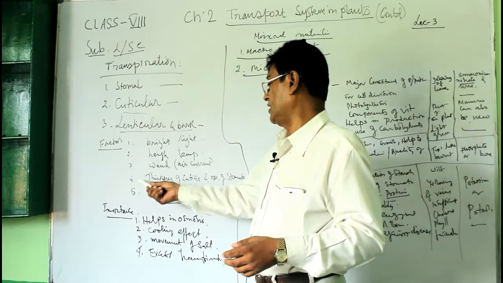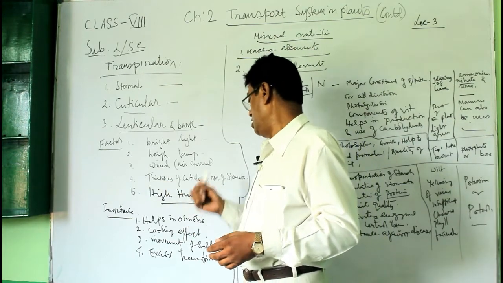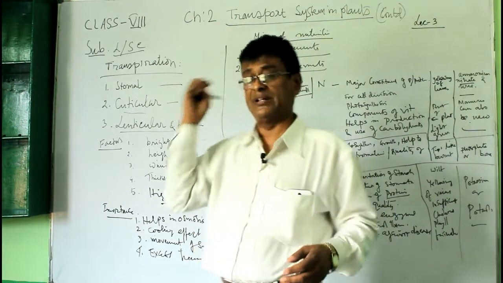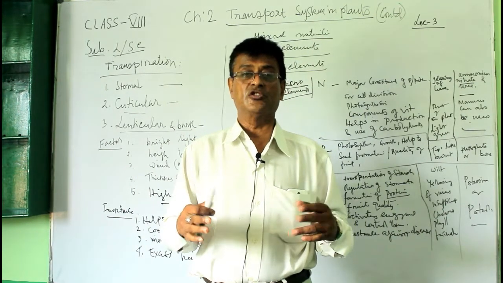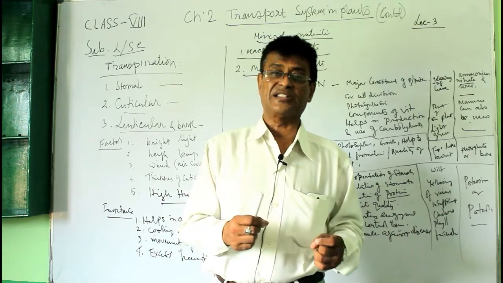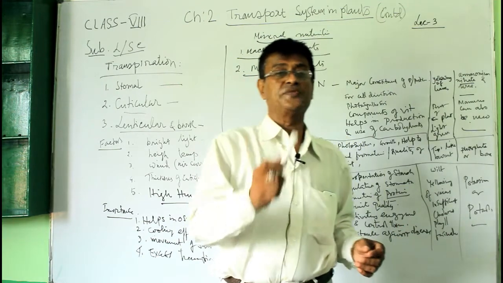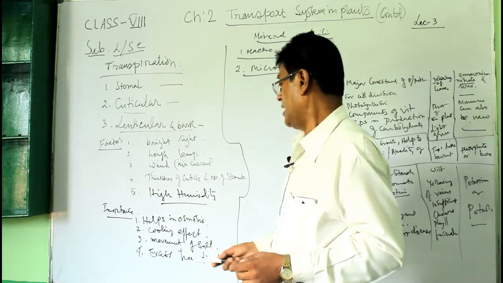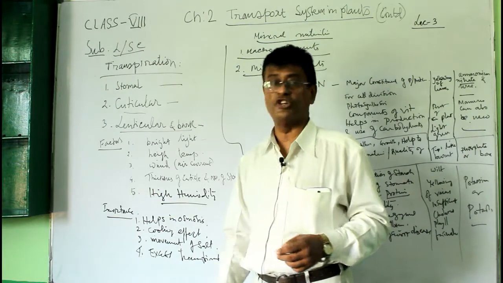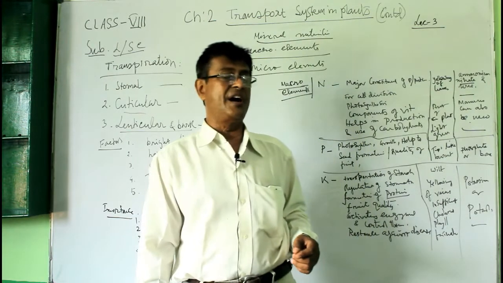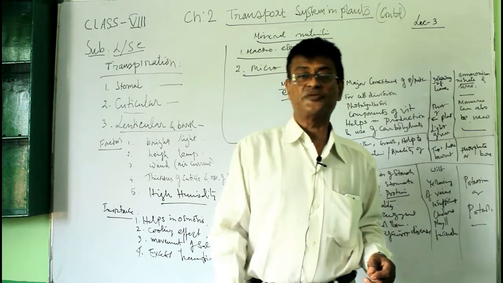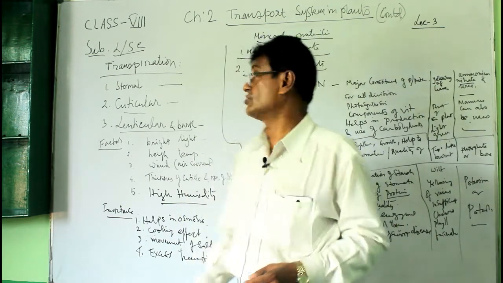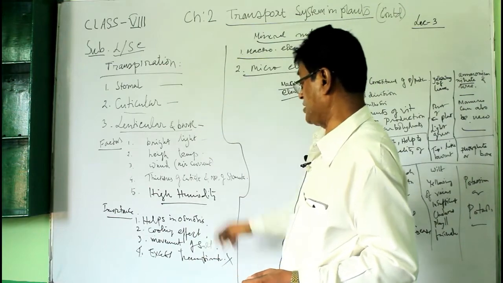Next is the thickness of the cuticle and the number of stomata. If the number of stomata is less, definitely the transpiration will be less. And if the thickness is more, the transpiration will be less. And the last is high humidity. If the humidity is very high, naturally the transpiration will be less. And this is all about transpiration.